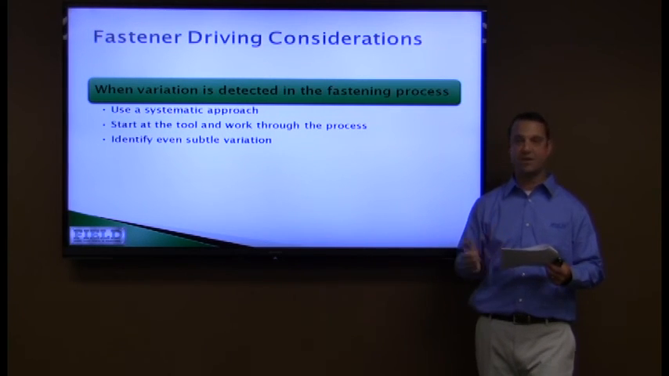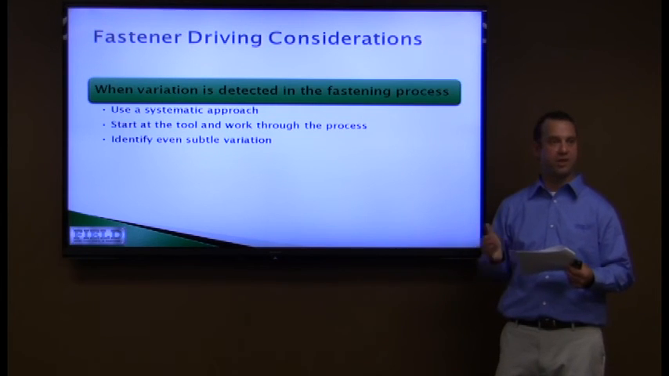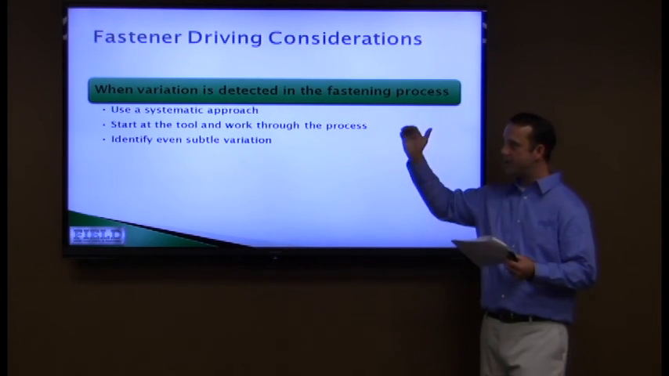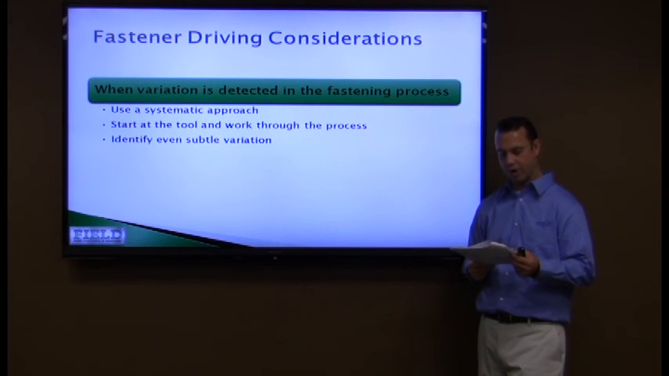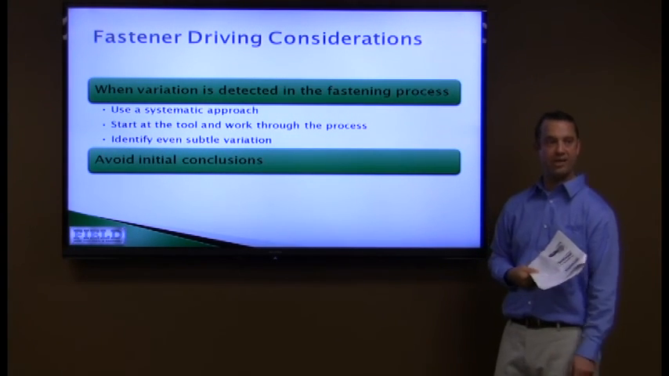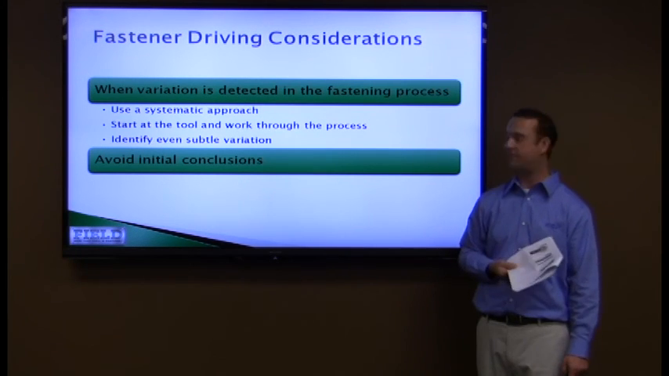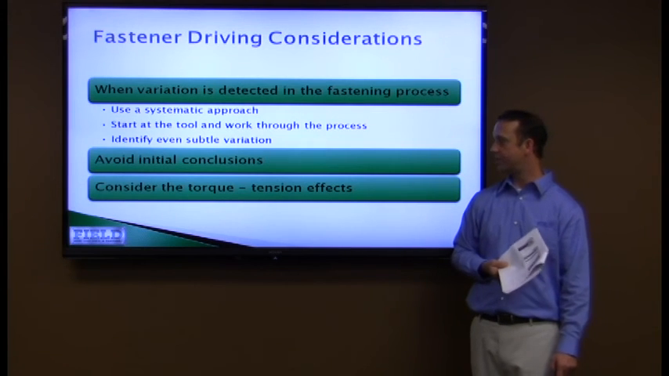Look at your assembly process, look at your torque callouts. Was there a part substituted? Did the plating change? Did the holes change? Take a systematic approach to look for the root cause of why the fastener was failing. You want to avoid your initial conclusions. Again, it's not always the fastener failure itself due to material defects. And consider the torque tension effects.